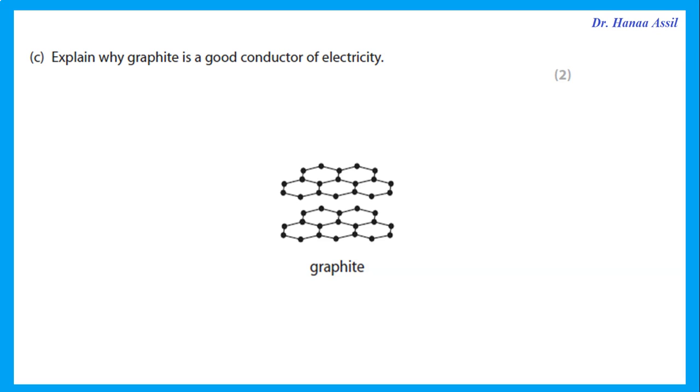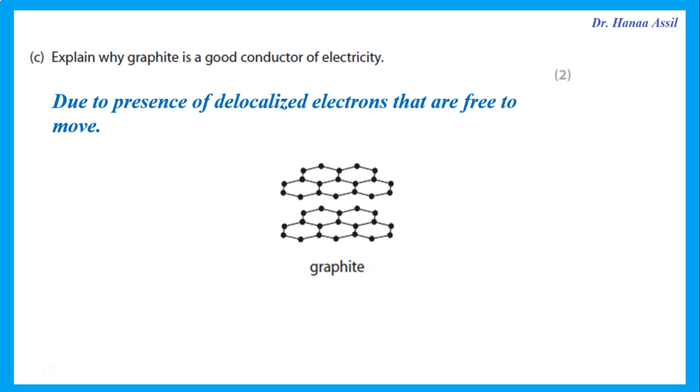Explain why graphite is a good conductor of electricity. Remember, we said graphite is made up of carbon atoms and it is the only non-metal that can conduct electricity. Now, why does graphite conduct electricity? Due to the presence of delocalized electrons that are free to move.